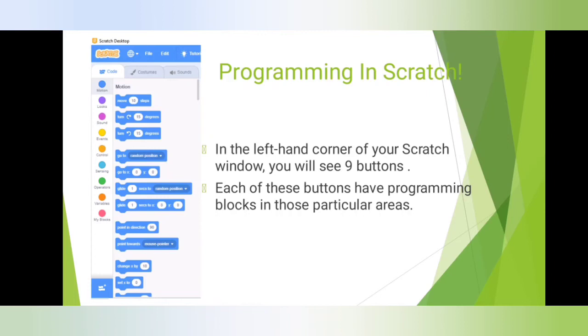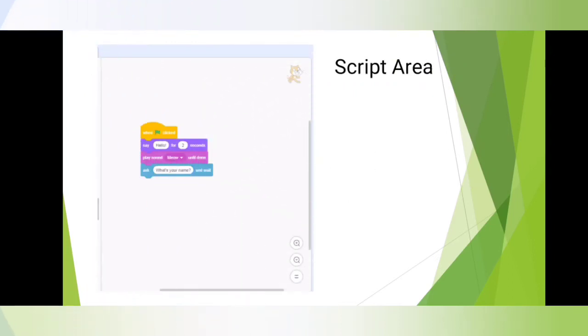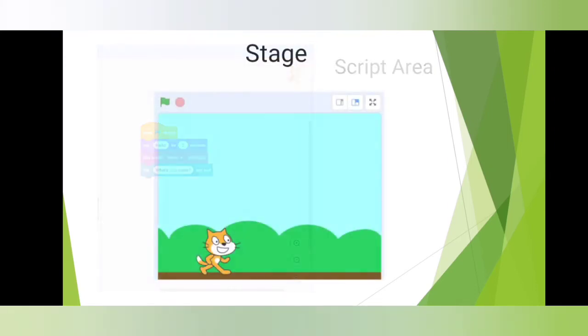There are 4 sections in Scratch. First, block palette. Second, script area. Third, stage. And fourth is backdrops. So let us talk about script area. Script is a collection of stepwise instructions that are given to a sprite to do a specific task. Script area is a place where you create a script for a sprite to do a particular task.